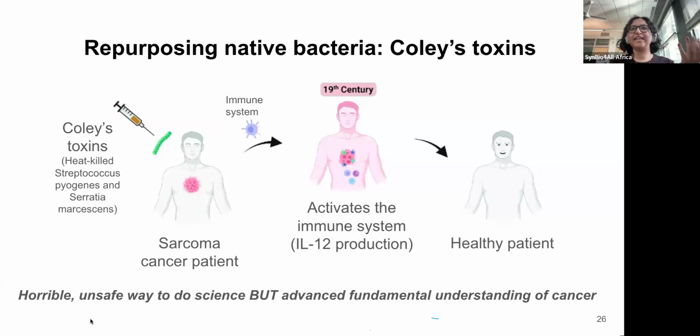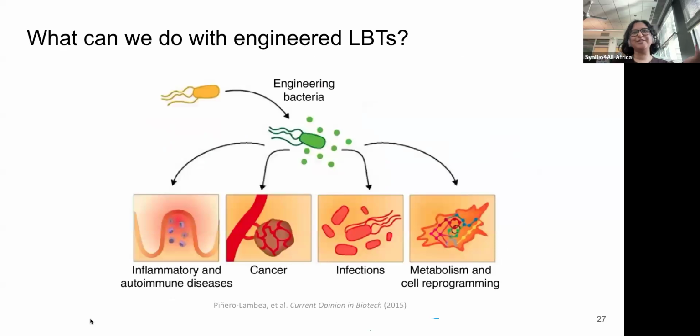And so beyond cancer, what can we do with engineered living bacterial therapeutics? We can use them to target inflammatory and autoimmune diseases, cancer obviously, infections and different pathogens, and then also metabolism and cell reprogramming. And so we have one example on cancer and another example on metabolism.